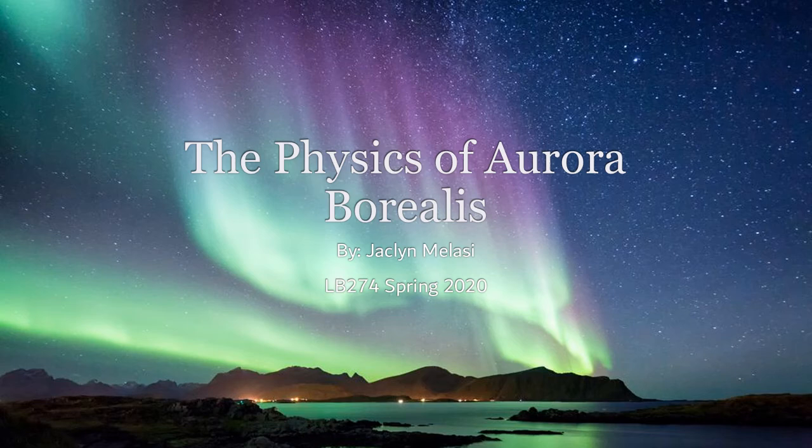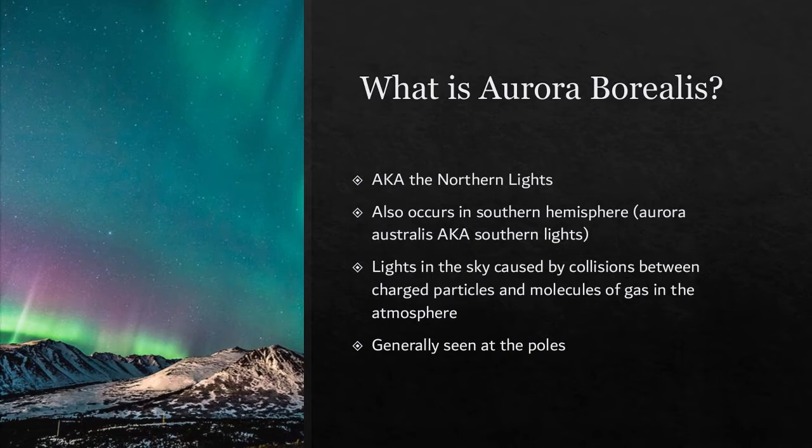This is The Physics of Aurora Borealis by Jacqueline Malassi. Aurora Borealis is a light phenomenon that occurs in the northern hemisphere, also known as the Northern Lights. In the southern hemisphere, the same event occurs, but by the name of Aurora Australis, also known as the Southern Lights. Essentially, it's lights in the sky that are caused by collisions between charged particles and molecules of gas in the atmosphere, and we really only see them at the poles.